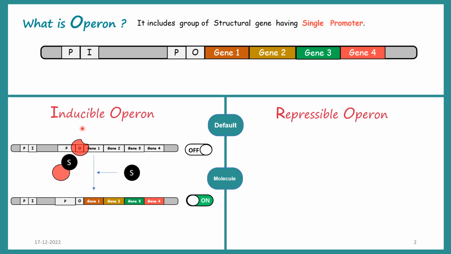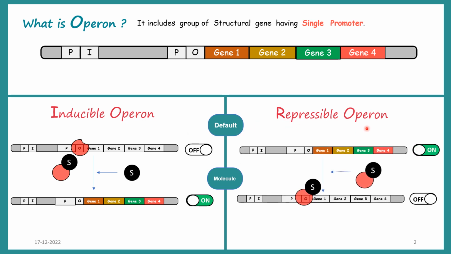Now, remember that the example of inducible operon is Lac Operon. Lac Operon is the example of inducible operon. And it's also called the positive regulation of operon.